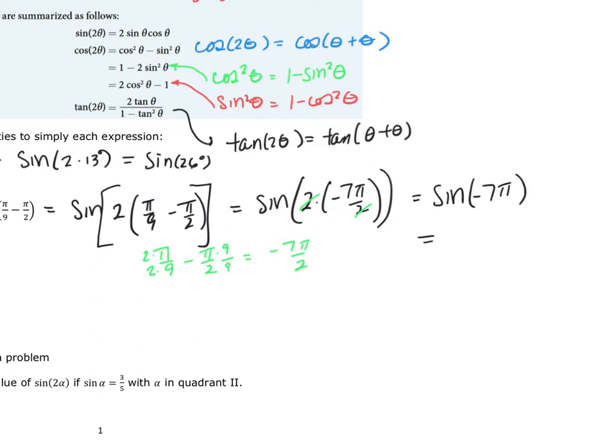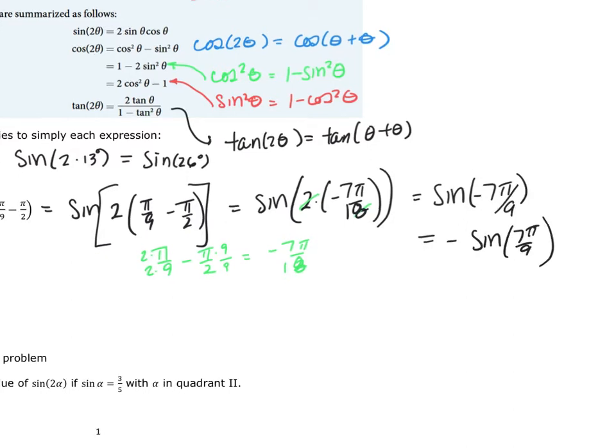oh, that should be 18. I was getting all excited there, and it's going to be a nice number. It's not. This is going to be 18, and so this is going to reduce to 7 pi over 18. Don't drop the 18. So then all I can do is use the fact that sine is odd, so it is negative sine of 7 pi over 9. And that's my final answer. I'm just going to leave it like that.